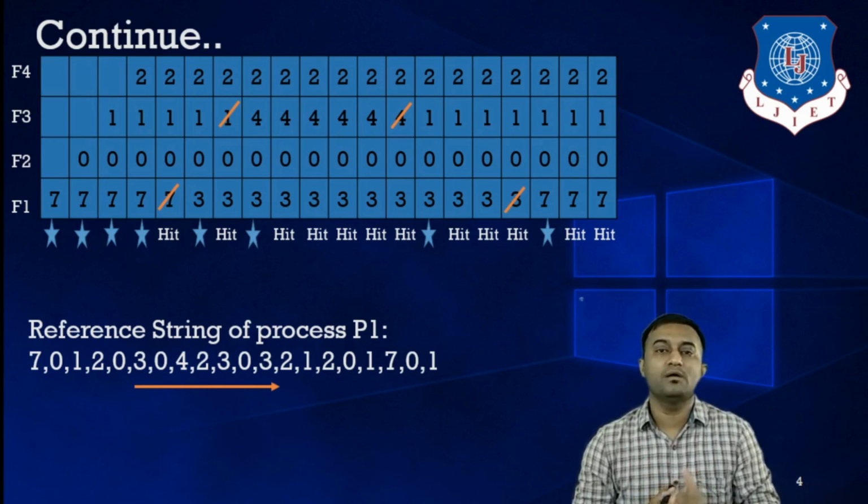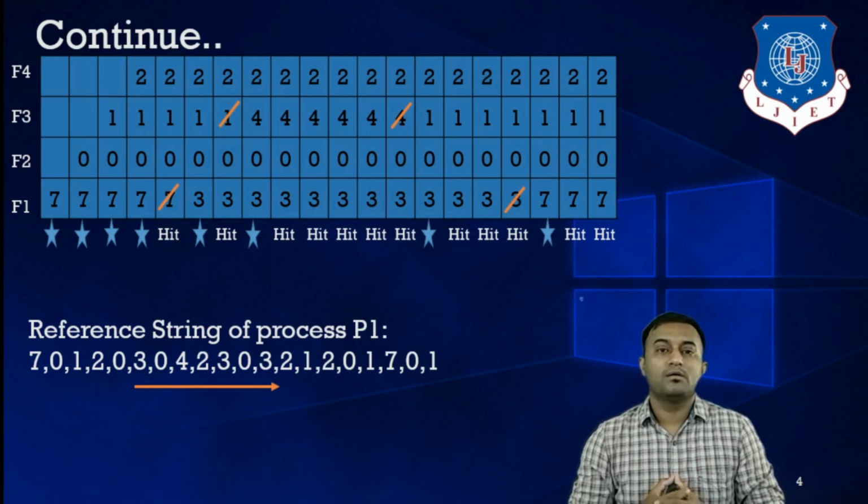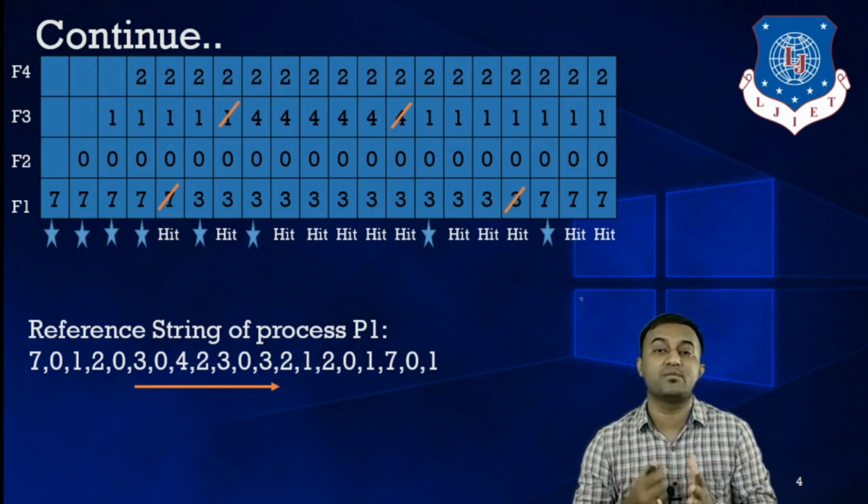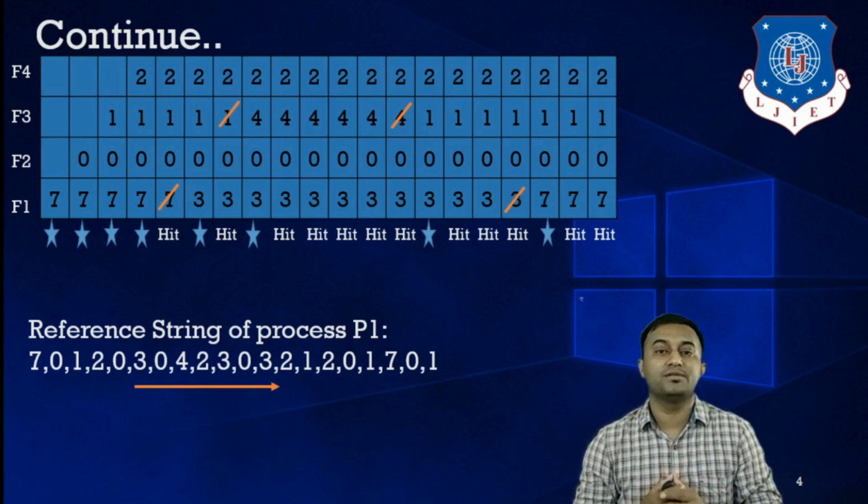Then the next frequency is page number 0. So page number 0 would be replaced with nothing. Why? Because page number 0 is already there in main memory. So it would be there, simply copy paste operation. And page number 1, the last one, is also already available in main memory. So definitely this would be considered as hit.